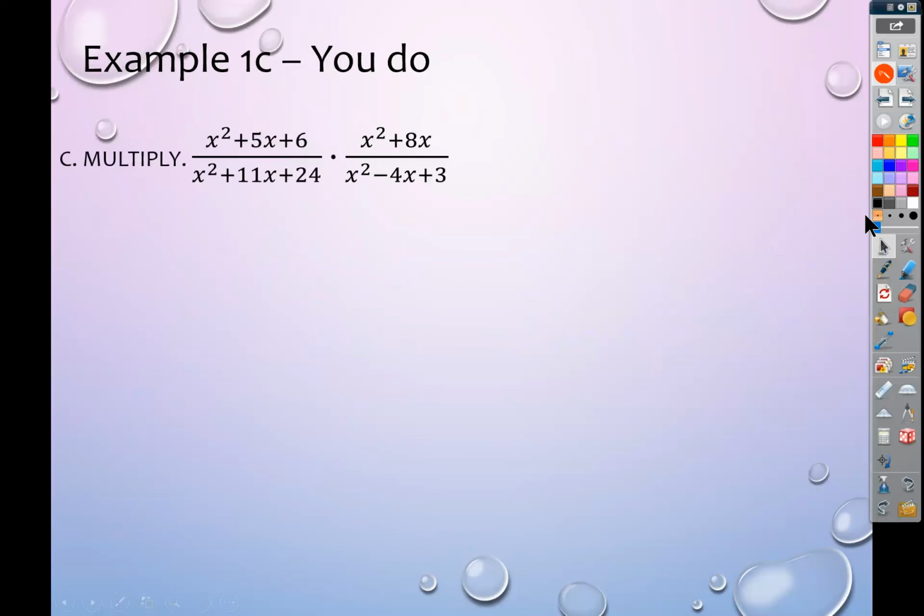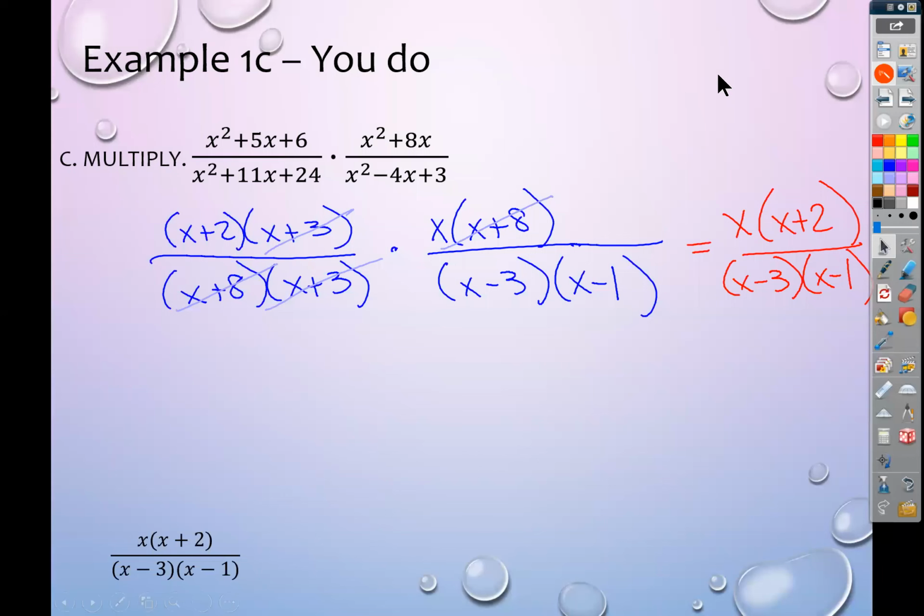All right, you're going to try one. So you should have gotten x times x plus 2 over x minus 3 times x minus 1. So you can see in my first step right here with all the blue writing, I have factored out each numerator and denominator, and then I've simplified. So you can simplify either vertically or diagonally, but you never simplify horizontally, you always multiply horizontally.